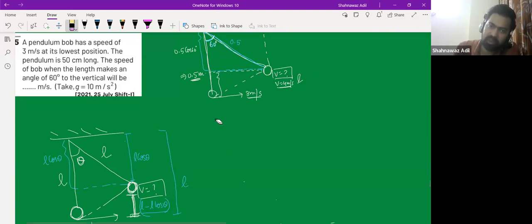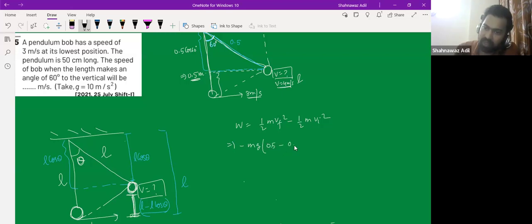So the correct answer would be: work done is half mv final square minus half mv initial square. Work done is minus of mg, and 0.5 minus 0.5 cos 60. This is half mv square at this point, and the initial speed, you guys have already known, is 3 into 3, so 9 by 2. And this was half, as we calculated, and this was half mv square minus 9 by 2.